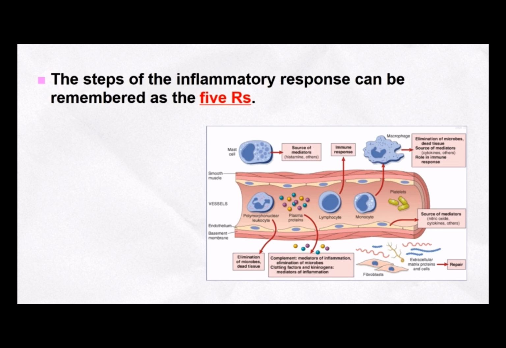The steps of inflammatory response can be remembered as the 5 R's. First, recognition. The harmful agent, which is located in extravascular tissues, is recognized by host cells and molecules. Second, recruitment. Leukocytes and plasma proteins are recruited from the circulation to the site where the offending agent is located. Third, removal. The leukocytes and proteins are activated and work together to destroy and eliminate the offending substance.